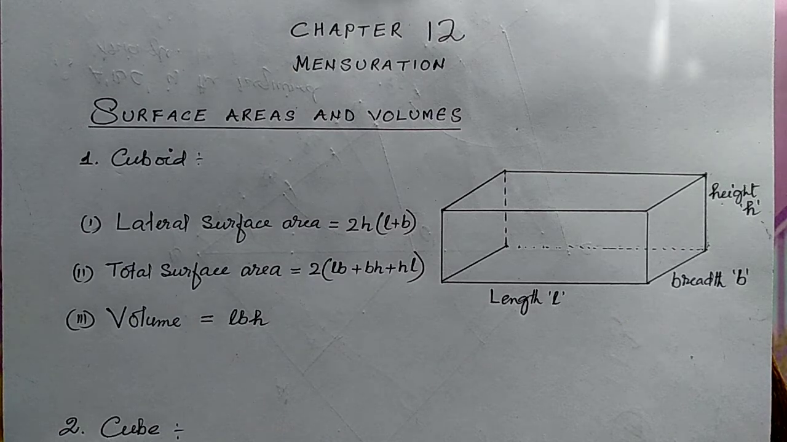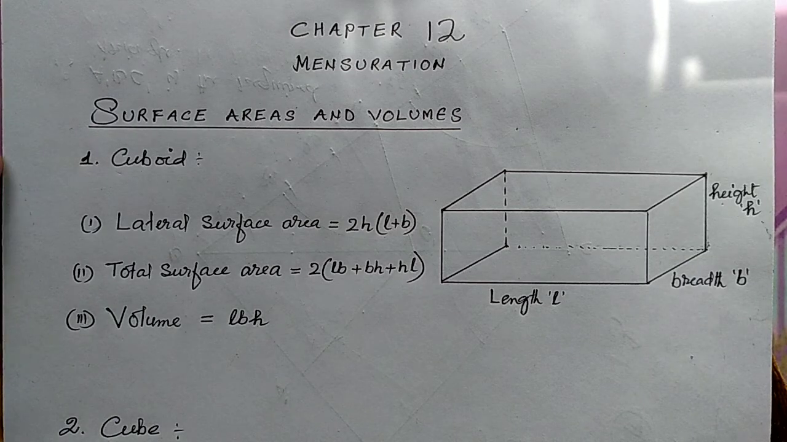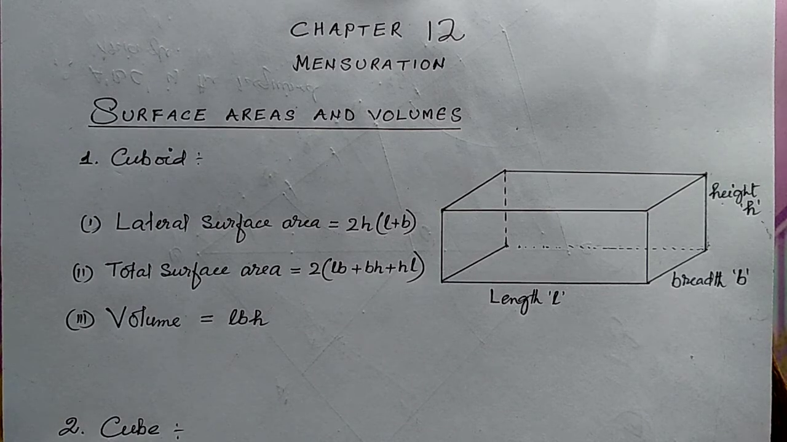Okay, class 9 students, this is the second part of chapter 12, Mensuration. In the first part, you have learned how to find the area of a given triangle using Heron's formula. So in this part, we are going to learn the surface area and volume of some solids. In this video, we will discuss the cuboid and the cube.